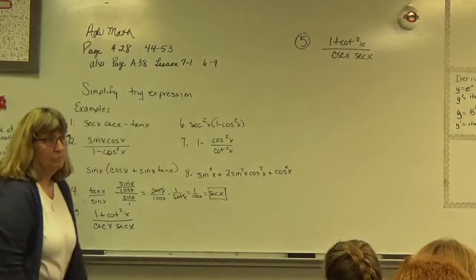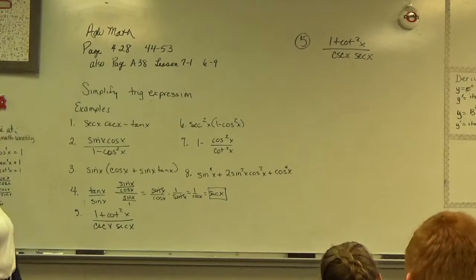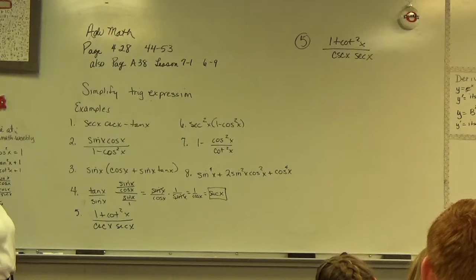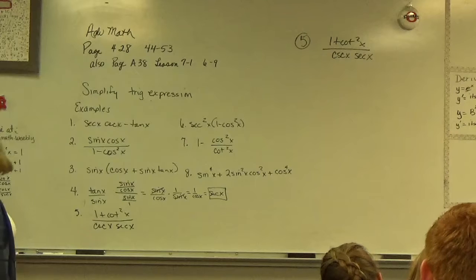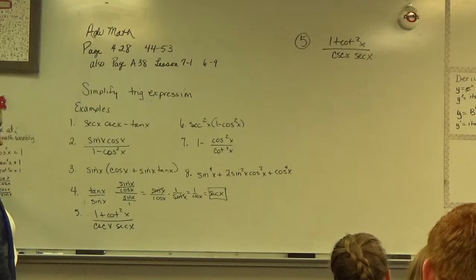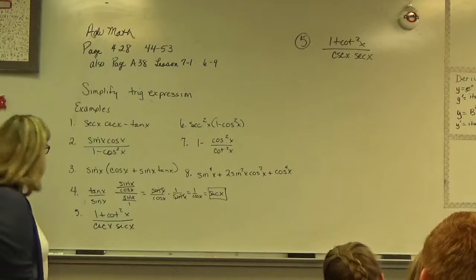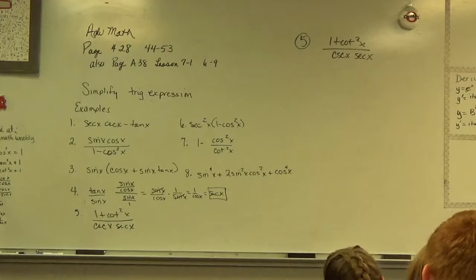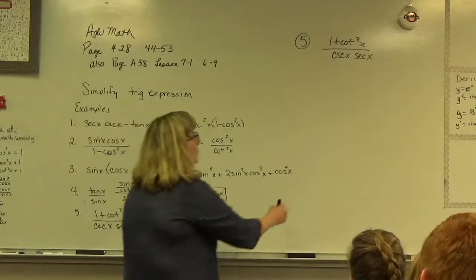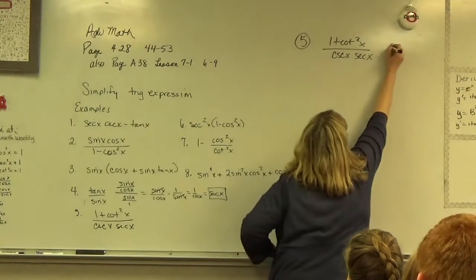Many ways to do this one. Anybody see anything they want to do first? Cosecant squared on top, right? One plus cotangent squared is cosecant squared. Does everybody recognize that? So I can change this to cosecant squared.